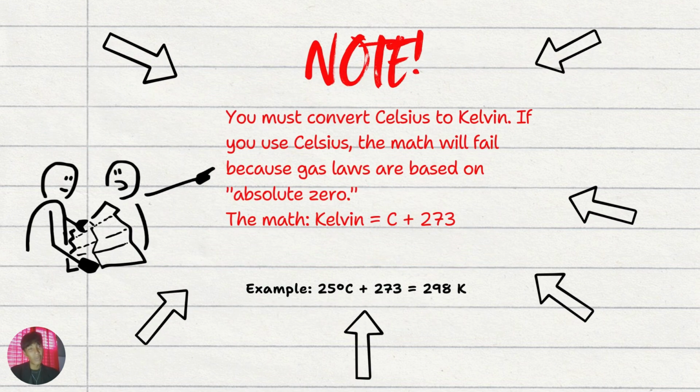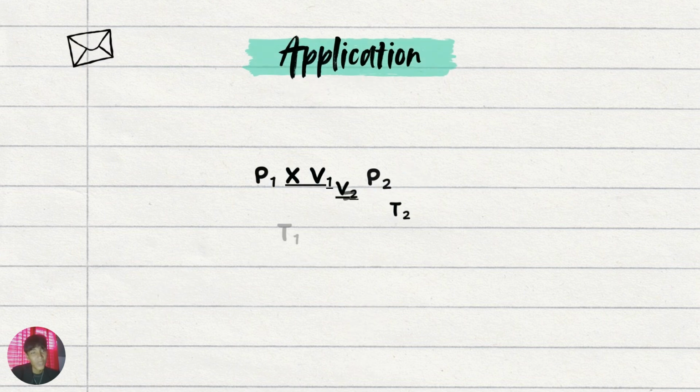And you have to note, you cannot use Celsius in this formula, my bad. You can't use Celsius in this because you must always convert Celsius to Kelvin when doing this. The formula is below there, C plus 273, because the math will fail, because gas laws are based on absolute zero. So if you want to take a pause, read, check the example below, we move on.